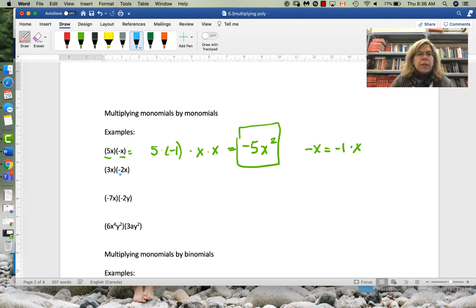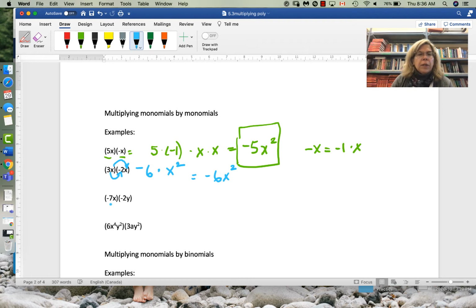3x times negative 2x. Well, you multiply the 3 times the 2, which gives you 6, times the negative, negative 6. And then that's times x, which is x squared. Equals negative 6x squared.